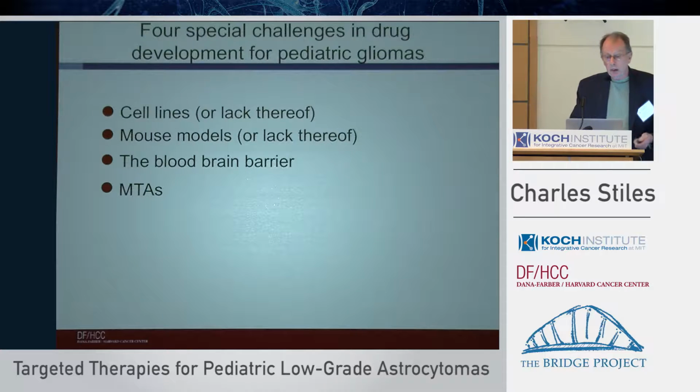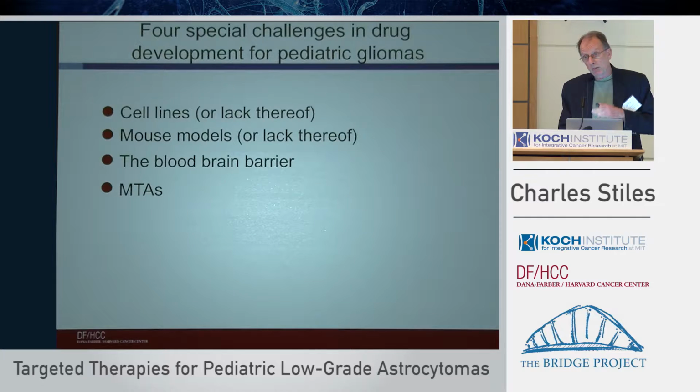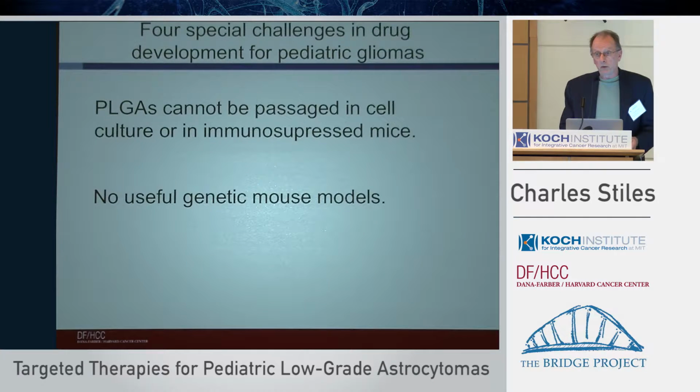So the cell lines, put quite simply, the problem is that low-grade astrocytomas cannot be passaged in cell culture or in immune-suppressed mice. There's a fellow named David James, started off at the Mayo Clinic, went to UCSF, has spent 30 years trying to put human gliomas, astrocytomas into cell culture or immune-suppressed mice. In 30 years, he has never been able to propagate anything lower than a grade 3 glioma astrocytoma in culture or in mice. Just can't be done.